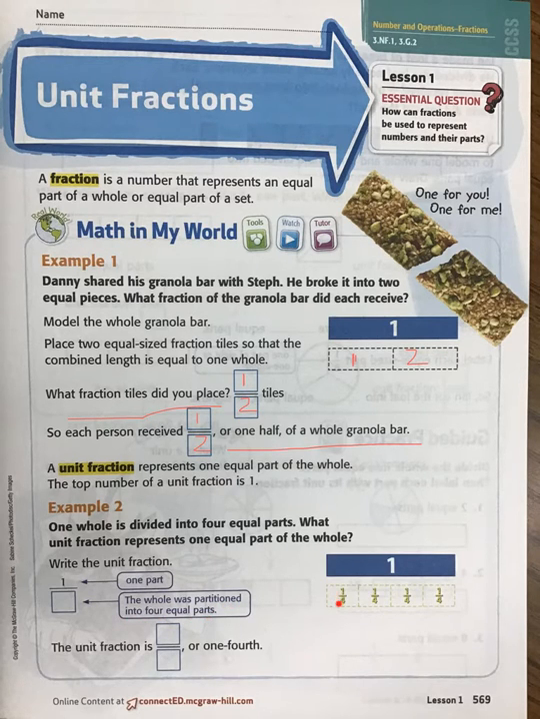So we have 1/4, 1/4, 1/4, 1/4. So 1, 2, 3, 4 equal parts. But if we look here, if we were to put them back together, they would give us that 1 whole again. So we can write 4 down here because it was partitioned into 4 equal parts. So the unit fraction is 1/4.